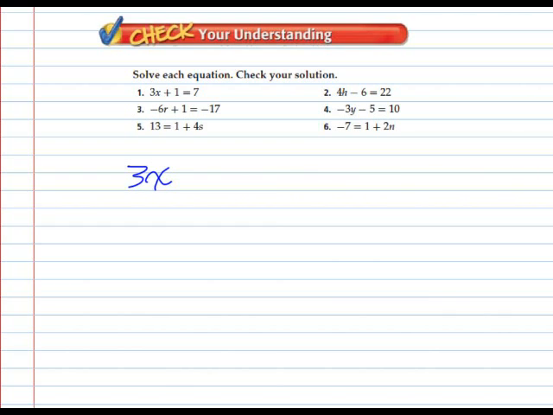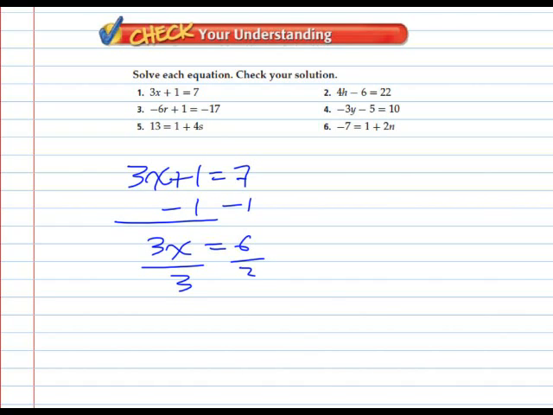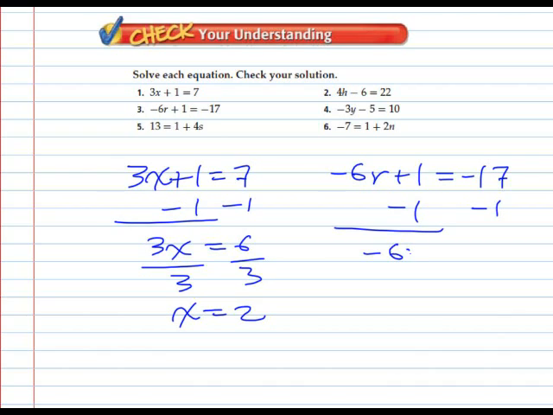Solve and check. Let's do just a couple of these. Maybe we'll do the odd numbers. 3x plus 1 is 7. Subtract 1 from both sides. 3x equals 6. Divide both sides by 3. X equals 2.